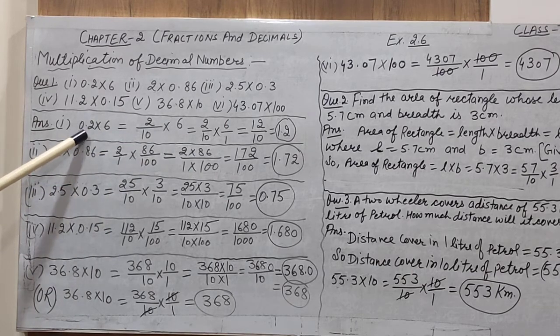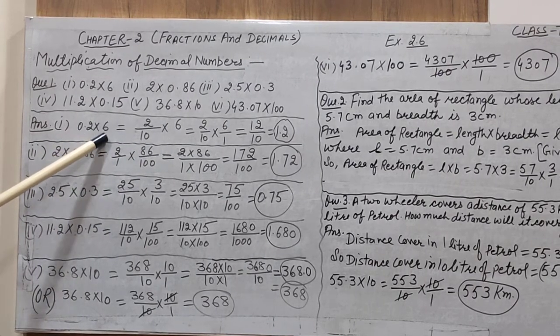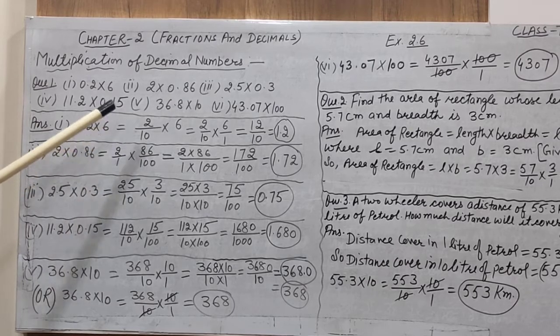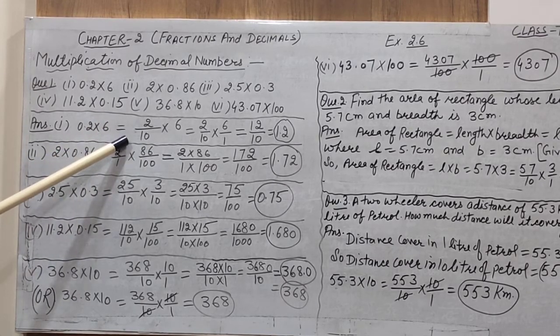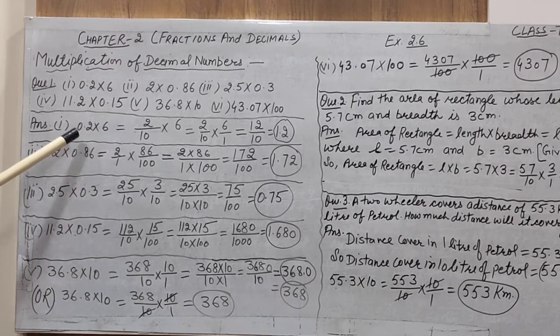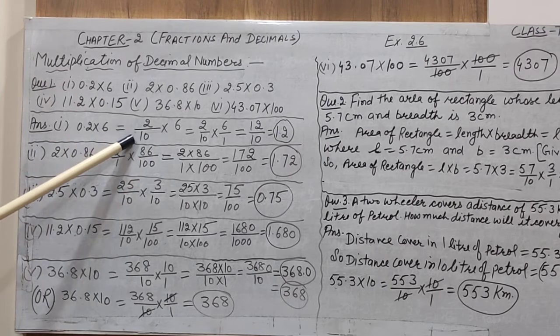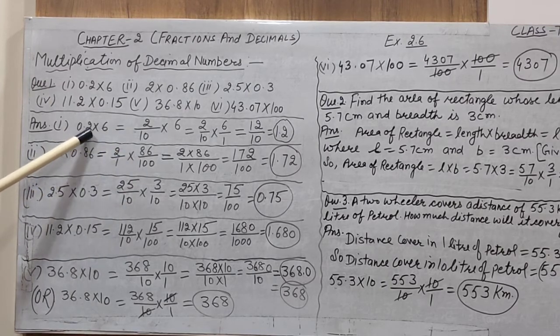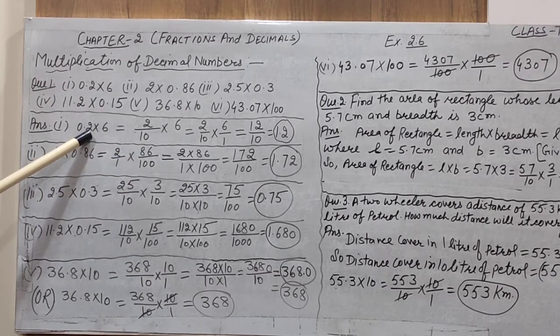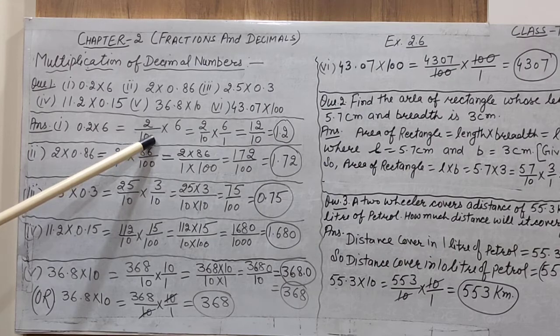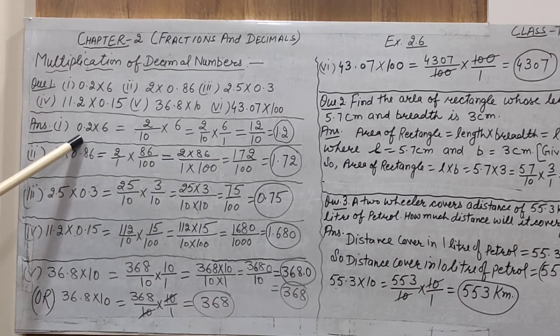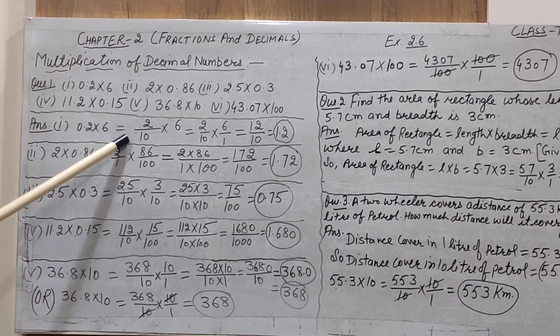First question, 0.2 multiplied with 6. What we have to do? First of all, change this decimal number into a fractional number. How we can change? As I told you yesterday, in place of the decimal, we have to put 1. And after the decimal, how many digits? You have to count the digits. As there is only one digit after the decimal, you have to put 10 in the denominator. So instead of 0.2, we can write 2 divided by 10.